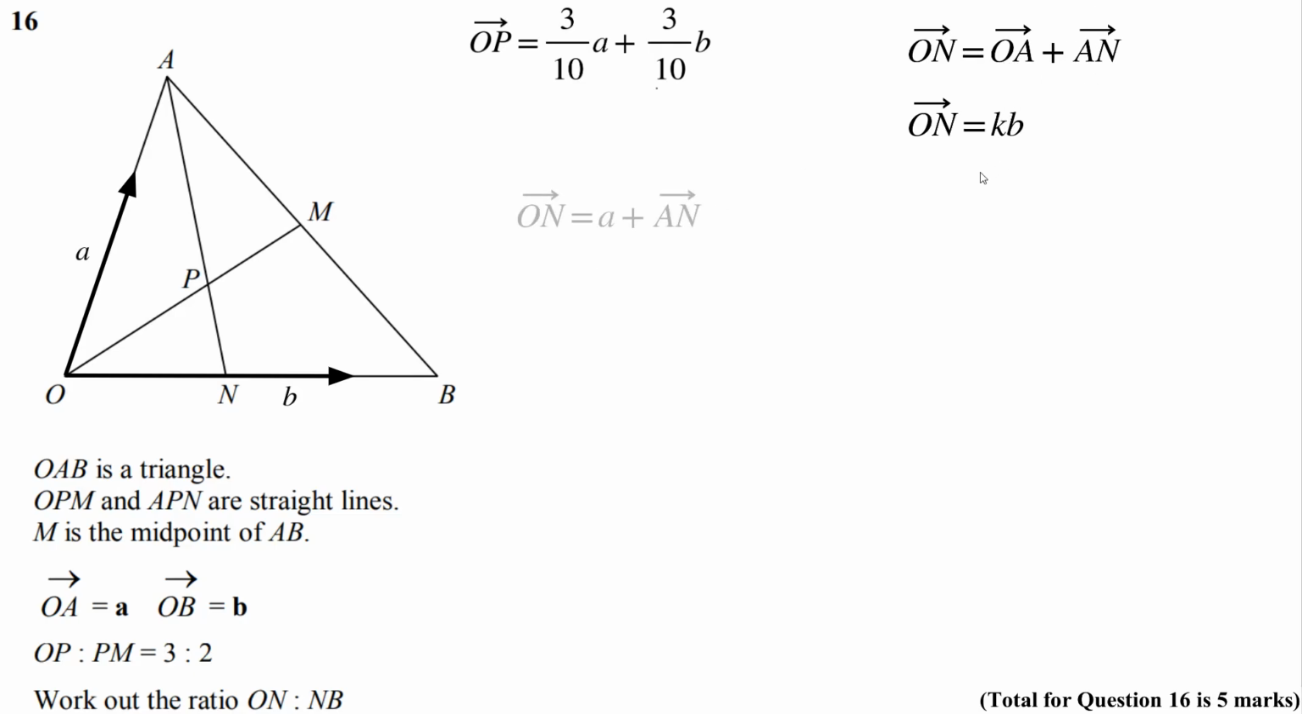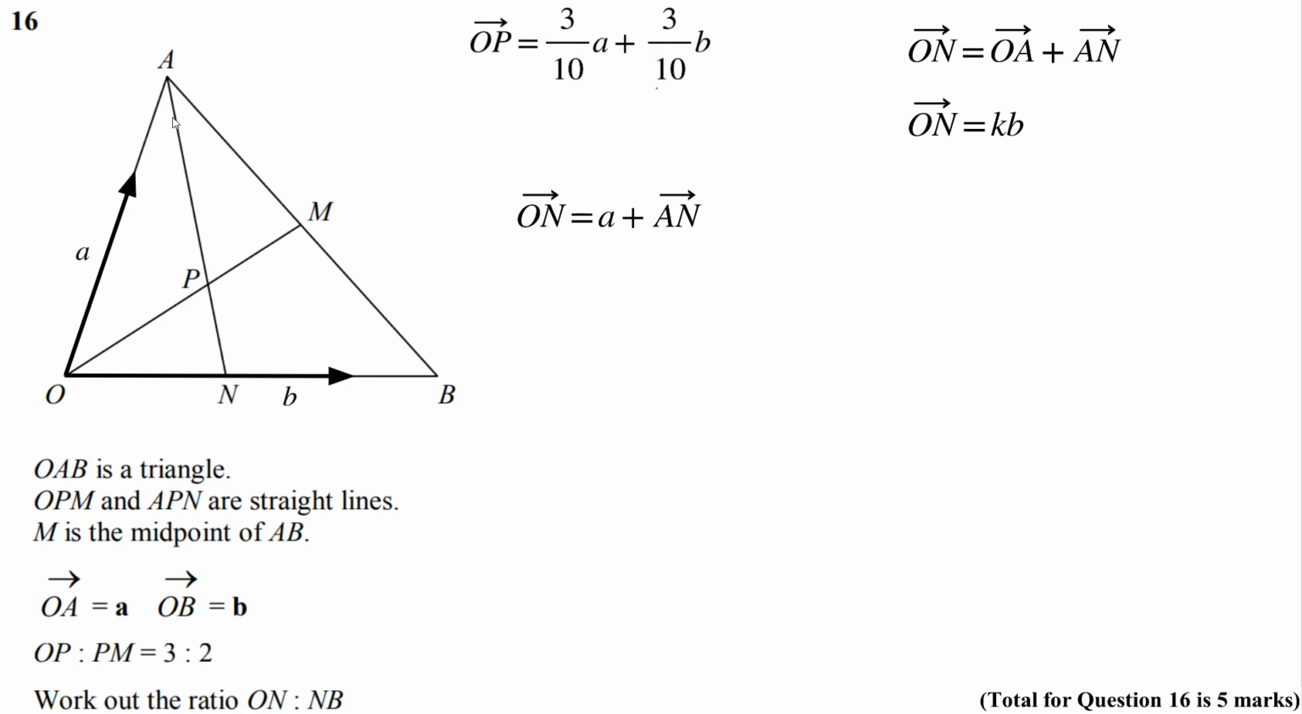Okay, so let's just work with this one. So O to N is A plus A to N. Now, one way that we can get from A to N is by saying we can get from A to P, because A to P is minus A plus O to P, and we have that. We know that we can do that, because I've just said it's minus A plus OP, and we've got minus A plus OP over here.